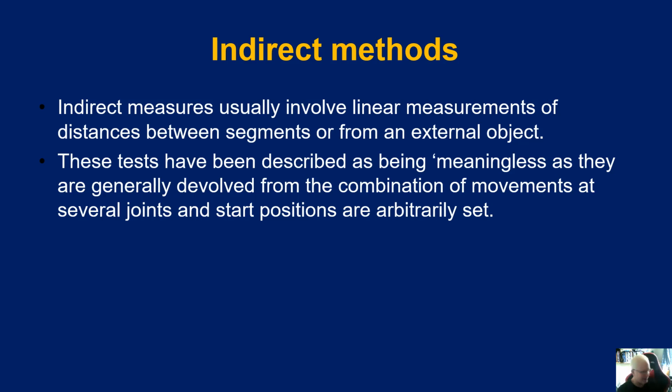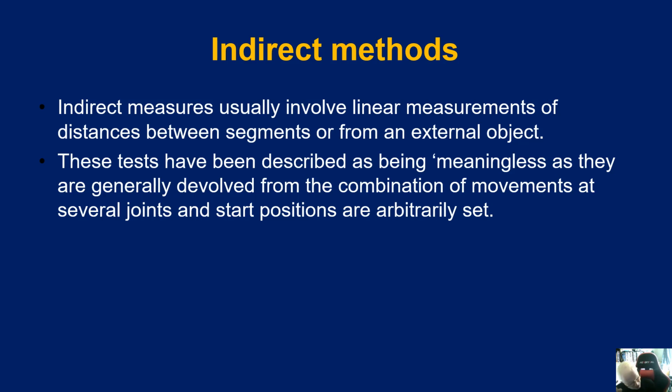However, let's set this in context now. These tests have been described as being practically meaningless, as they generally devolve from the combination of movements at several joints, and start positions are arbitrarily set. And you'll see why they are considered meaningless as we go through this. And the other thing to be acutely aware of is indirect methods do not assess range of motion. The one thing they don't assess is, in essence, the angular displacement around the joint. They simply assess distance, which is a very, very different parameter.